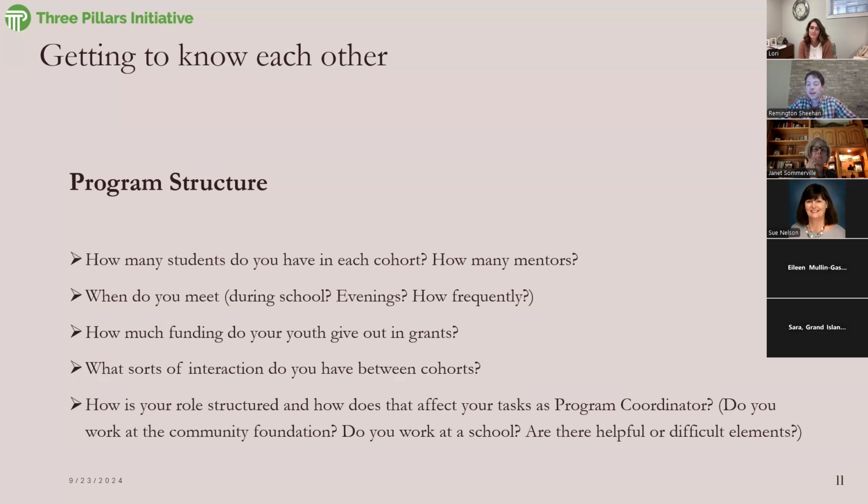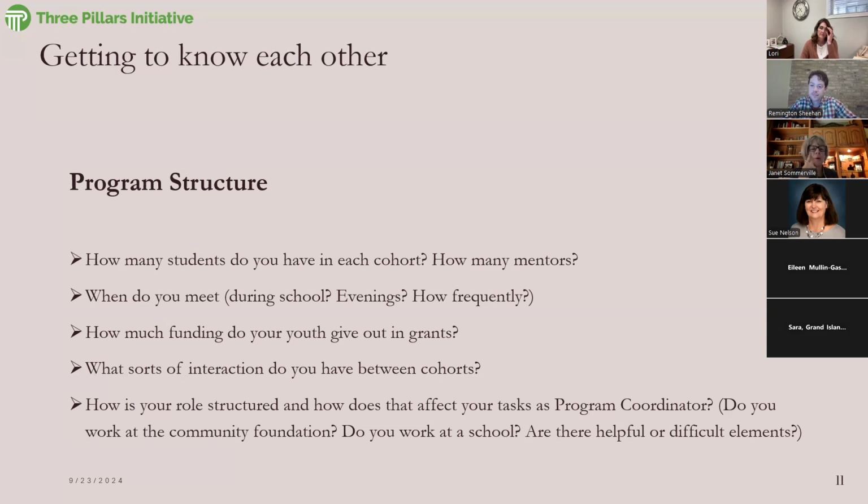And I know a lot of our programs are run through the Community Foundation, but there's a few of them that are not. I know in Grand Island, for example, that's been part of the foundation for pretty much the entire time. And then same with you, Sue, in Wausau. But Janet, yours is not through a community foundation. You're actually through a separate organization. If you wanted to mention that real quick.